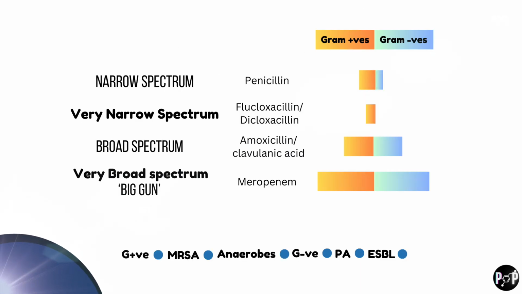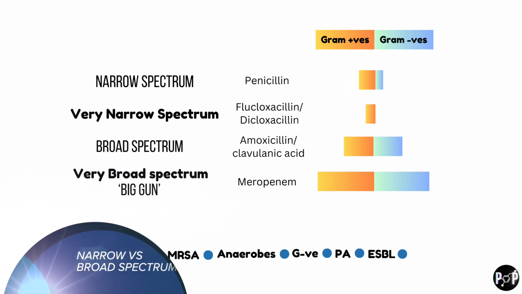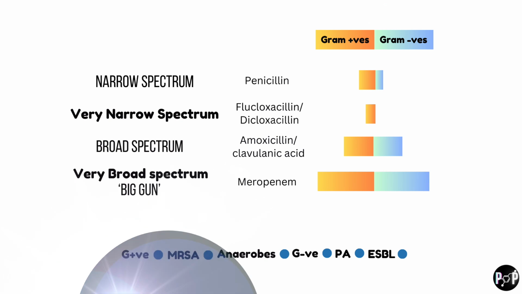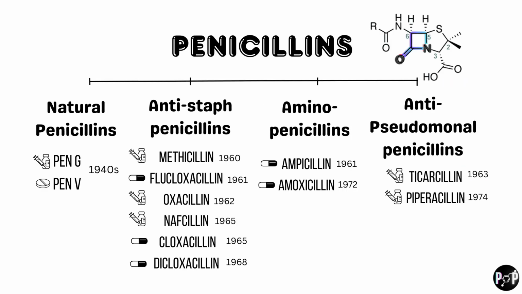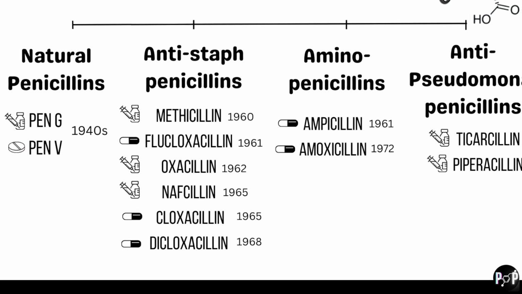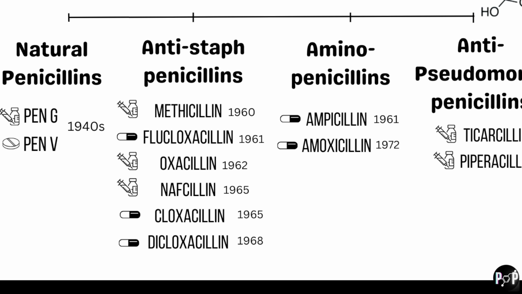So the terms narrow spectrum and broad spectrum are relative terms. I will refer to penicillin as being narrow spectrum based on the number of organisms it can cover compared to, for example, meropenem. The next generation of penicillin antibiotics are the anti-staphylococcal penicillins and the aminopenicillins, which came out around the same period of time in the 1960s.